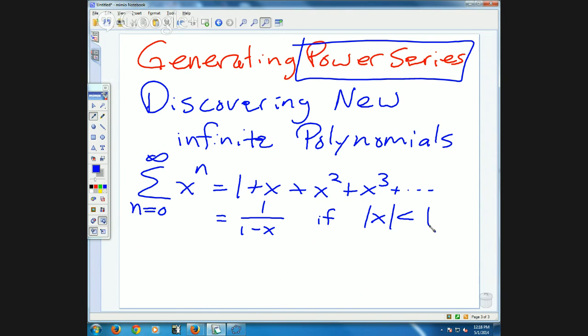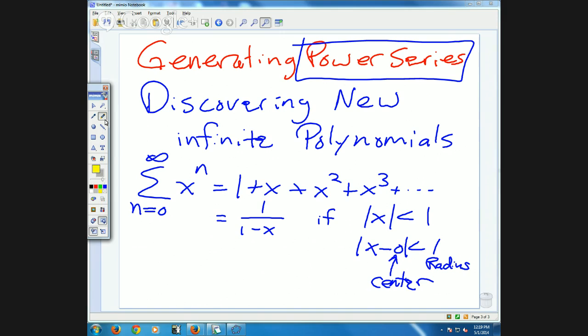Now, our series was centered at 1, right? So for natural log of x, what's this series centered at? 0, that's correct. If you look at that interval right there, you could rewrite that as x minus 0 is less than 1. And so 0 is the center. Okay. What's my radius for this one? 1. Radius. Center.